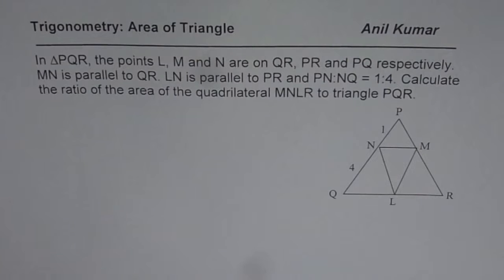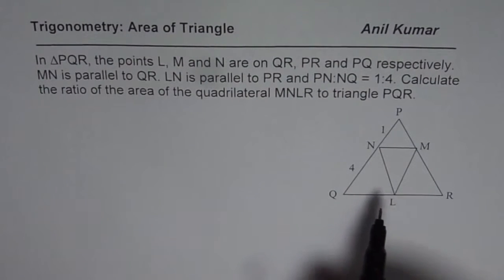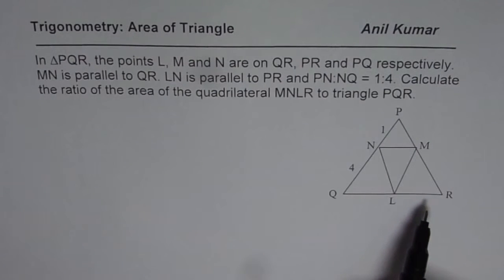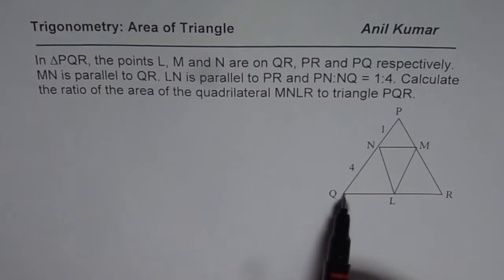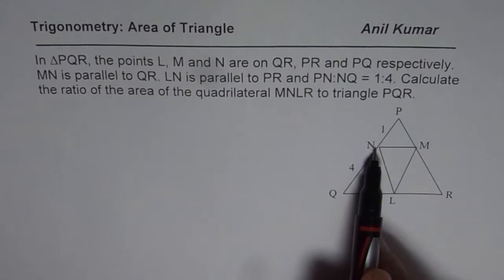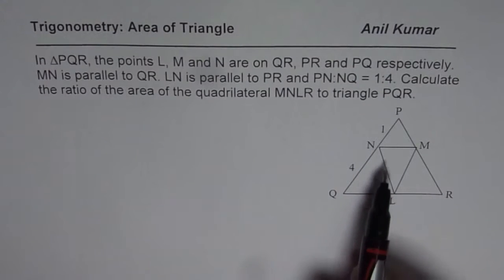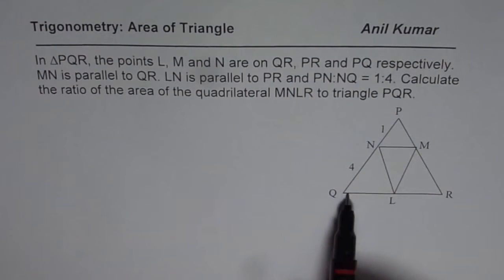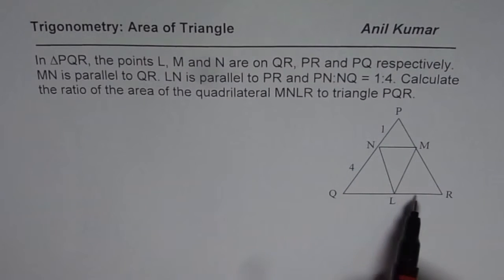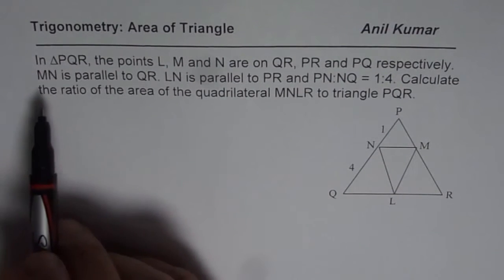So I'd like you to read the question once again, copy it, solve it, and then look into my suggestion. There are too many things going on in this question. But while you read this time, look at the diagram. It will help you to understand. So we are given a triangle PQR. There are points N, M, and L. Ratio of PN and NQ is 1:4. So in short, that is what we read. Just read it once again.